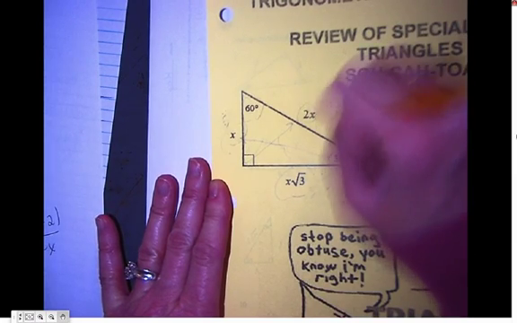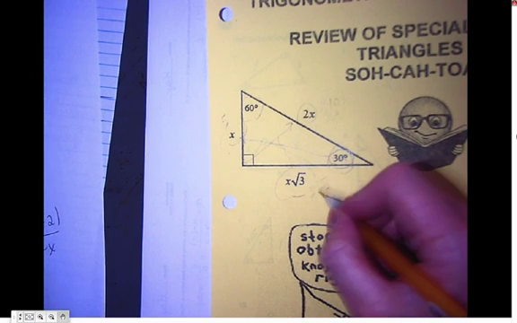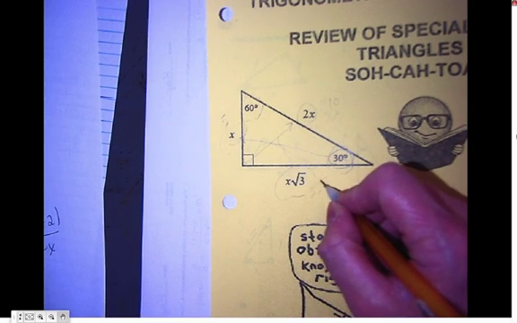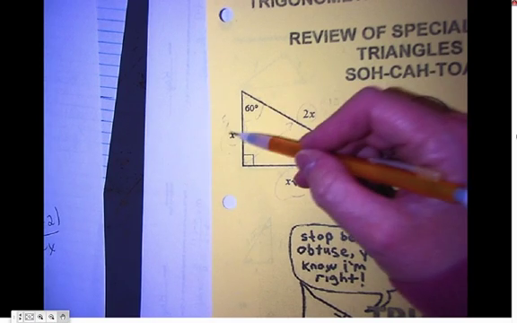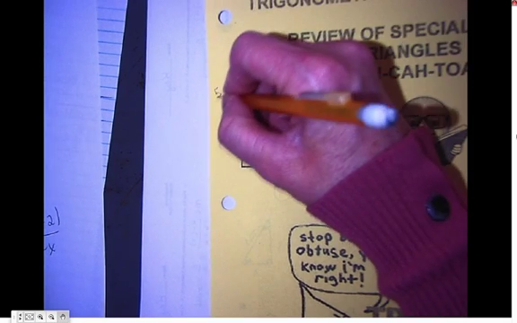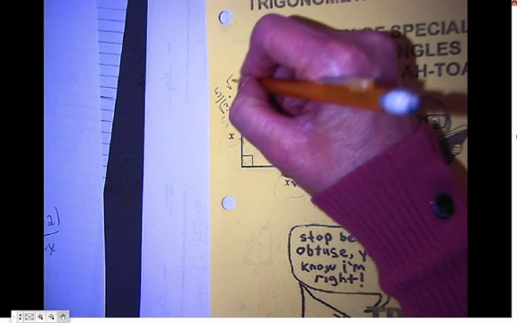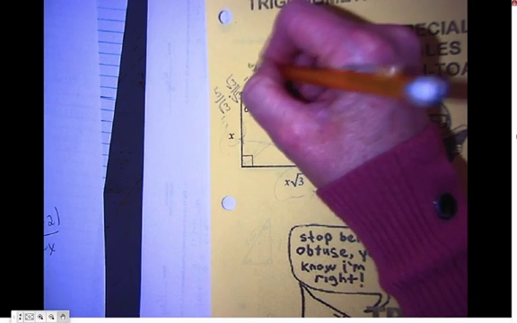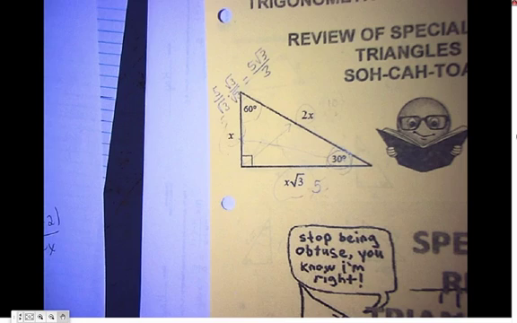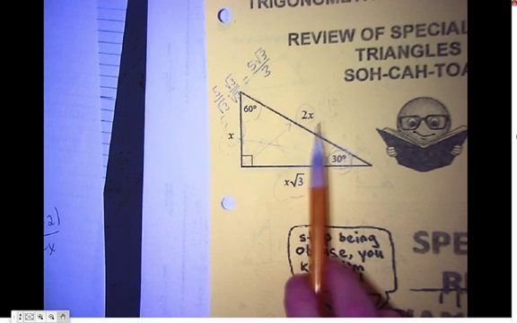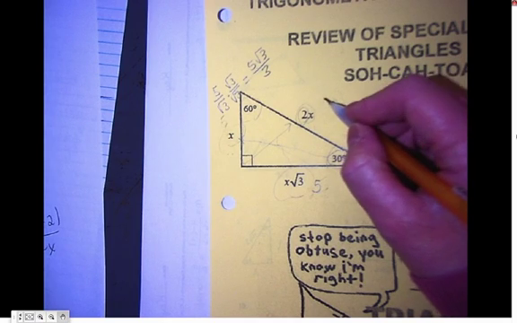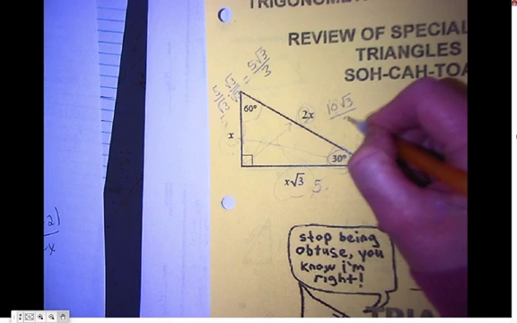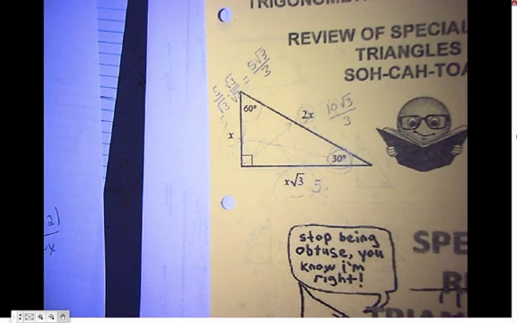Exactly. So let me give you a harder one. Let's say the long leg is 5. How am I going to get the short leg? Divide by root 3. And then you have to rationalize it. If you know the short leg, what do you do to get the hypotenuse? Multiply by 2. When you multiply by 2, it's 2 over 1, so this will be 10 root 3 over 3. The root 3 and the 3 don't change. It's the 5 times 2.